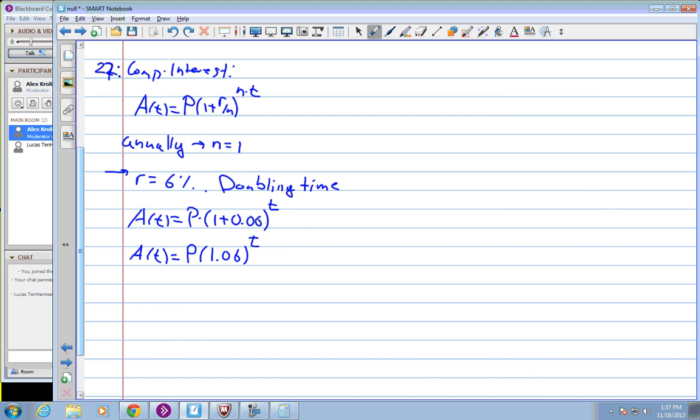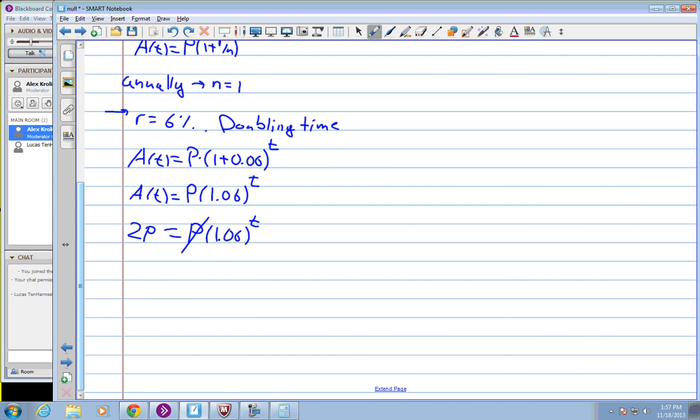Right, but does it matter? We're looking for the time it takes to double. Remember how we talked about it, that the doubling time is independent of the initial investment. Because if your initial investment is P and you want it to double to 2P, whatever you start with, it will double. So when you divide both sides by P, the equation becomes 2 equals 1.06 to the power t. Okay?